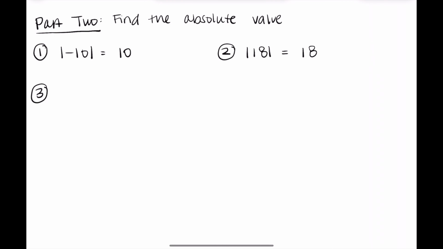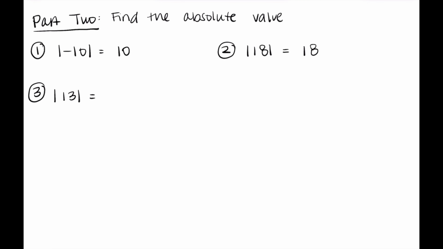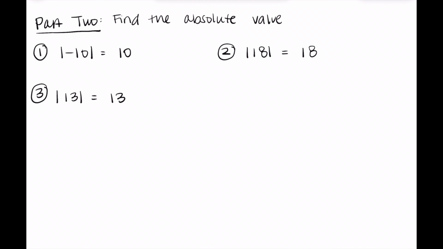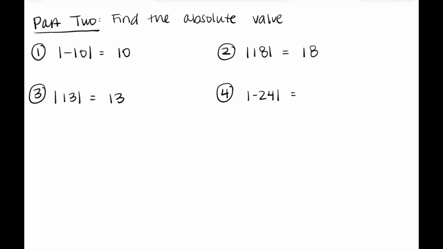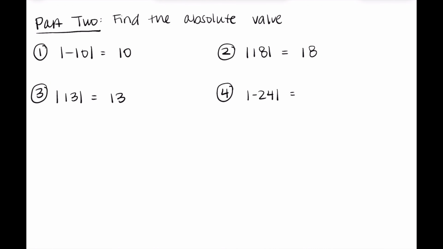Now for number 3, we have the absolute value of 13. Well, 13 is 13 units away from 0, so the answer for 3 would be 13. And for number 4, we have the absolute value of -24. So negative 24 would be 24 units away from 0. So the answer for number 4 would be 24.